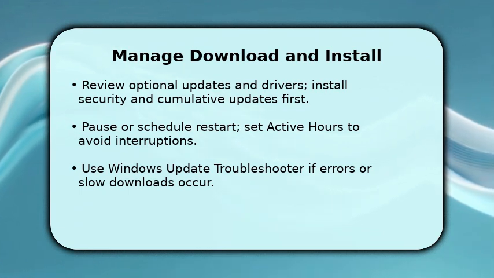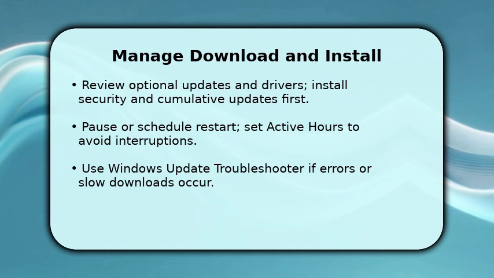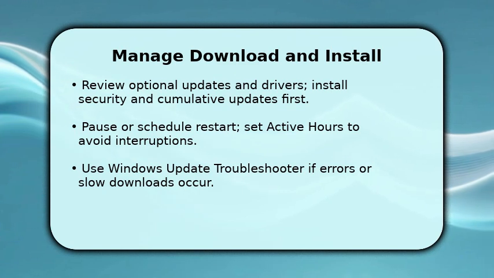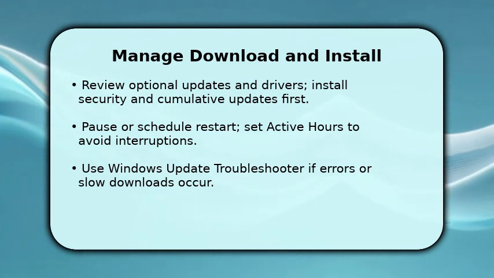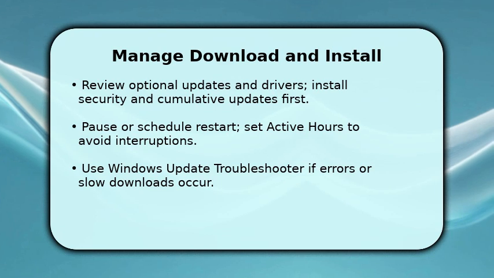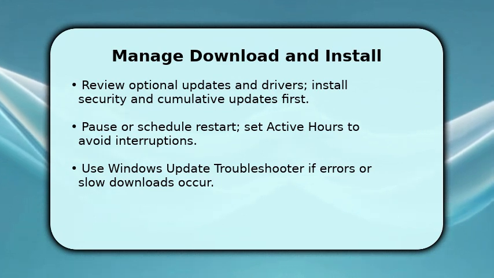If the update stalls, run the built-in Windows Update Troubleshooter to clear cache and reset services. This often fixes corrupt update components. Make sure sufficient disk space is available. If space is tight, remove temporary files or use Storage Sense to free room before installation.